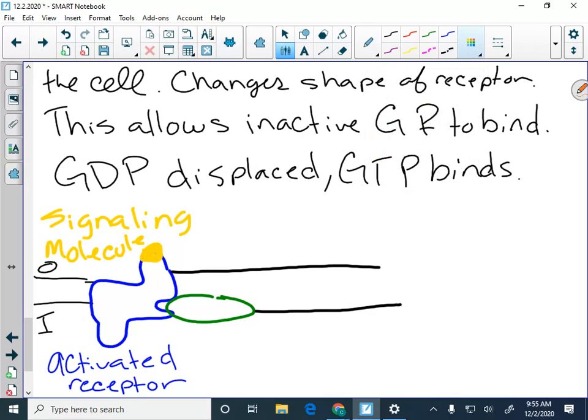When that happens, our GDP will go out of the G protein, and a GTP, which we are going to have little squigglies around, will come in. So, we're not adding a phosphate group. We are kicking out a GDP and adding a GTP that already exists.